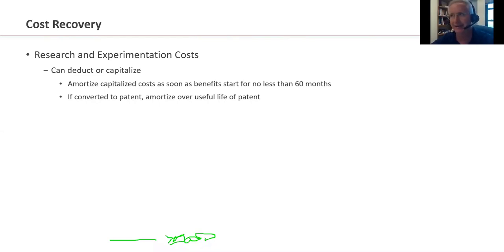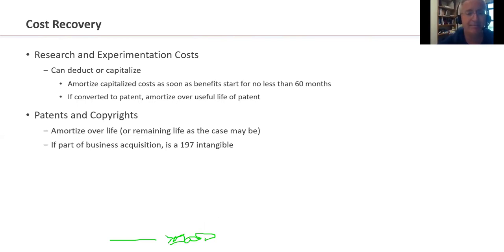Now let's take a different approach and say I spent all that money and it turns out I don't think I'm really going to be able to get a drug out of this. I tested it on rats and it killed all the rats. Bummer. But there's some of the chemical compound underneath that I think is useful for something. So I'm going to start using that chemical compound to build some other products that I think are going to be helpful. Now I've started to benefit, but there's no patent. So I need to amortize that over no less than 60 months. That's what they're talking about.